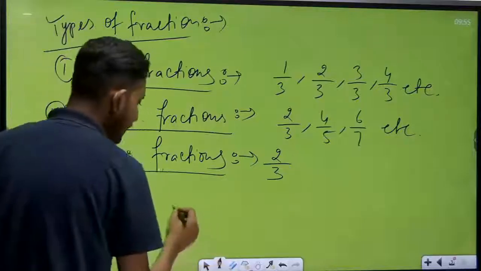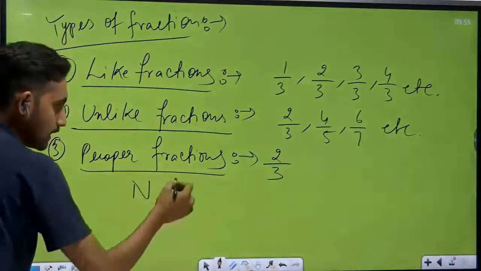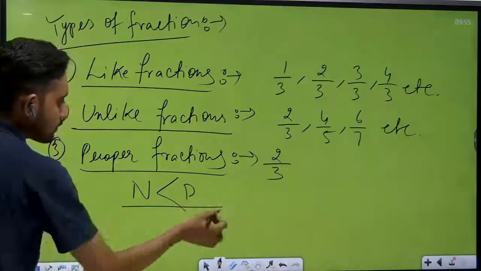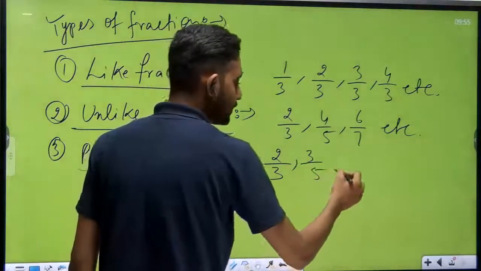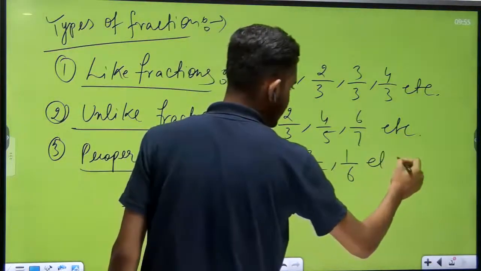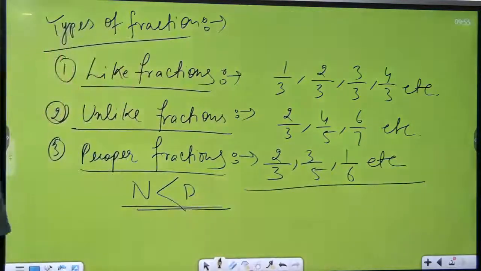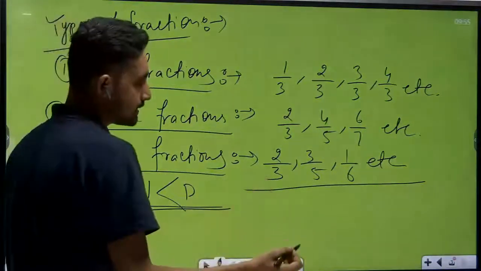Numerator is smaller than denominator, and you can say this is the format. That is known as proper fraction. Example: 2 upon 3, 3 upon 5, 1 upon 6, etc. We can say this is the proper fraction. Understood? Next is improper fraction.